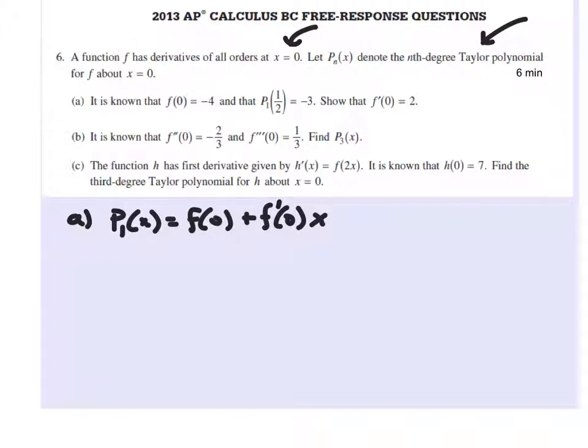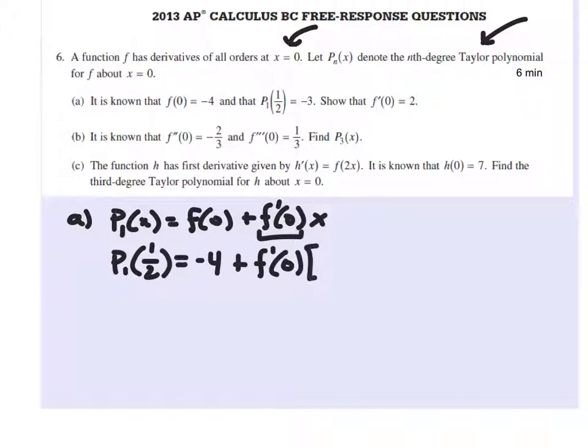Okay, so recall that a first degree polynomial will be f of 0 plus f prime of 0 times x. So if we want to figure out what f prime of 0 is, if we don't know that, and we plug in a 1/2, that means f of 0 we're told is negative 4. F prime of 0 we don't know, but we do know x. X is 1/2.